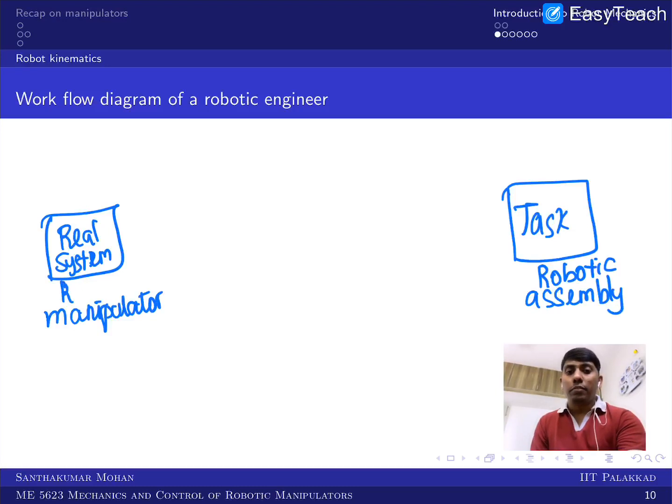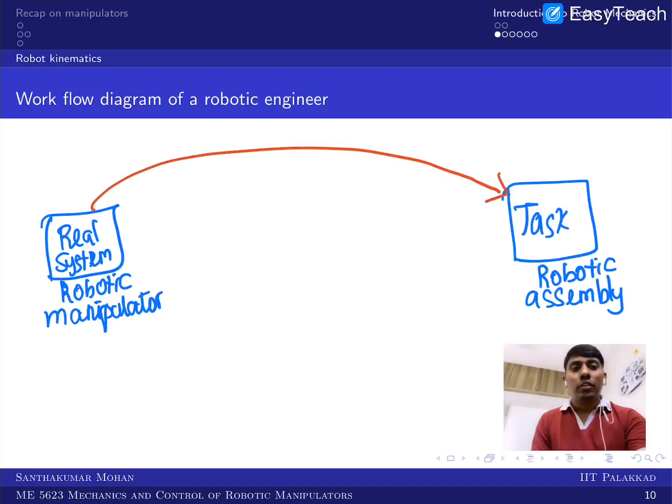So I'll write a specific one, it's a robotic manipulator. Okay, so you can see, right, I specifically mentioned real system and task, a gap between. So what does that mean? You can see that the task is on one side and the real system is on the other side. So you need to map these two, how to fill this gap.